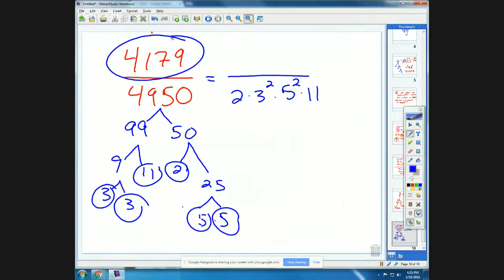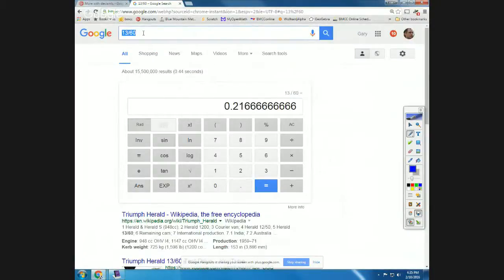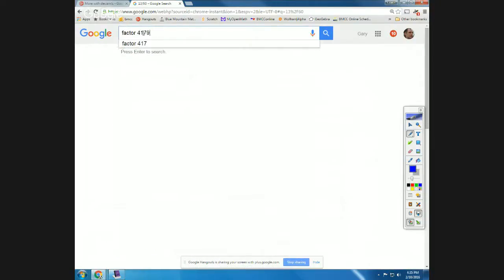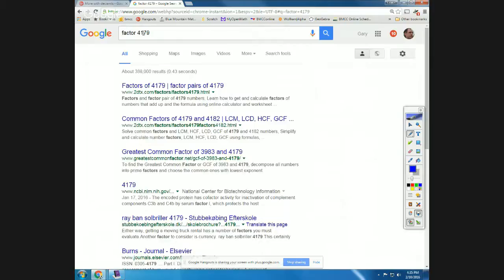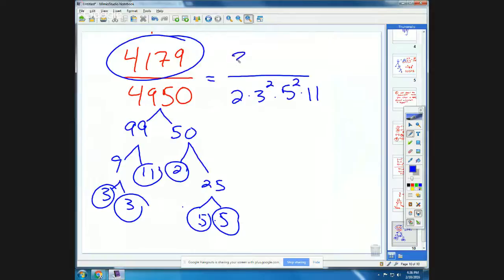Now, I don't feel like factoring that right now. Does anybody mind if I don't? Yeah, there's tons of factoring programs online. So I can just come here and type factor 4179. Okay, that's 3 times 7 times 199. Okay, you got it already. 3 times 7 times what? 199. 3 times 7 times 199.